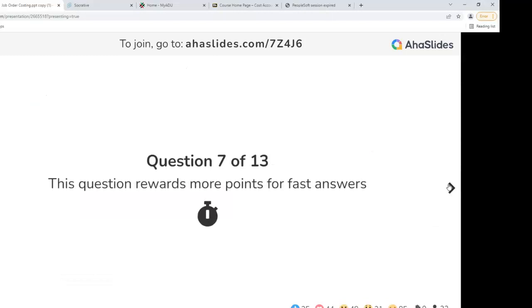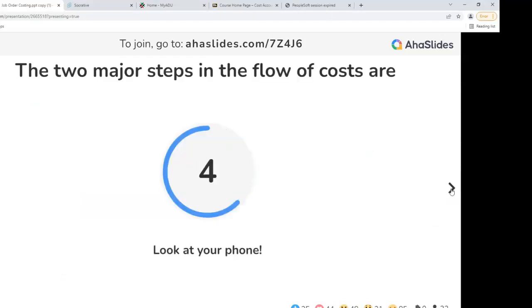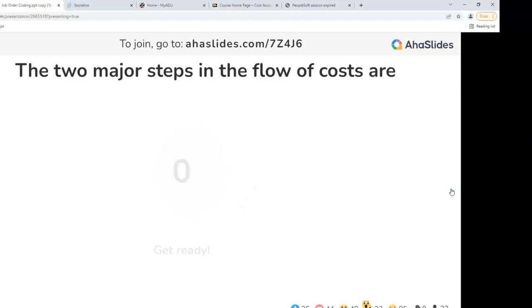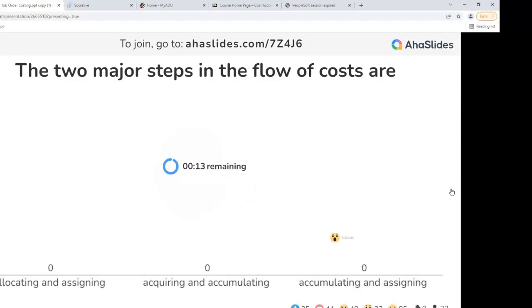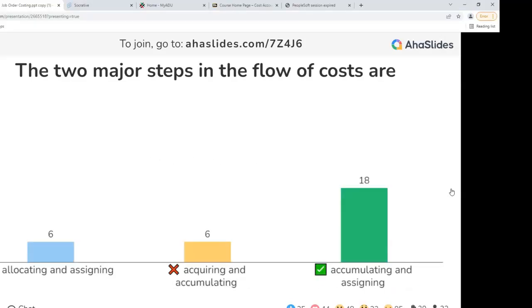Number 7, the two major steps in the flow of costs. What are we actually doing? We're allocating and assigning. We're acquiring and accumulating. Or we're accumulating and assigning. Okay. Very good. I want to make sure you understand the words here.